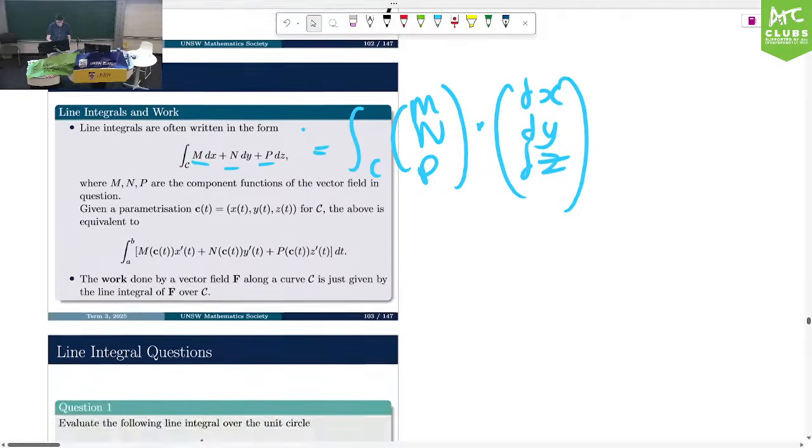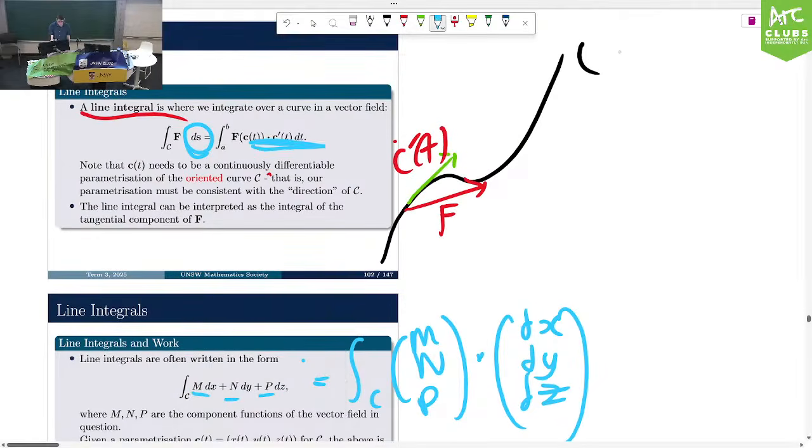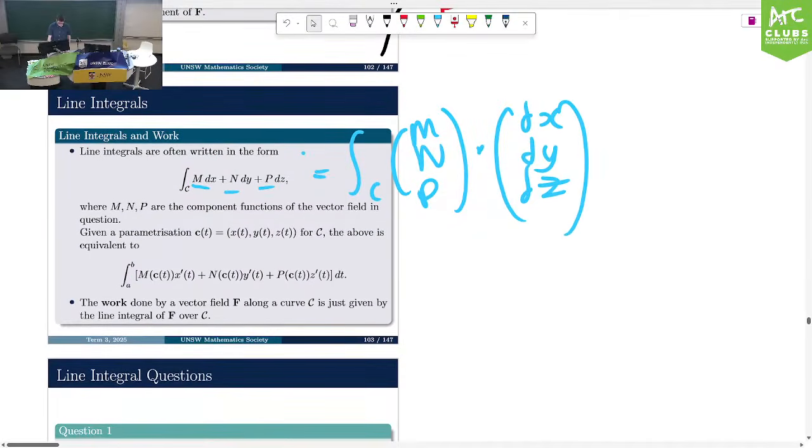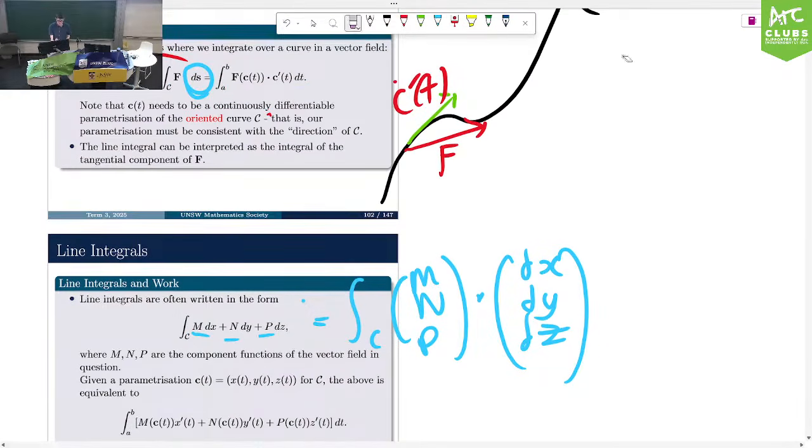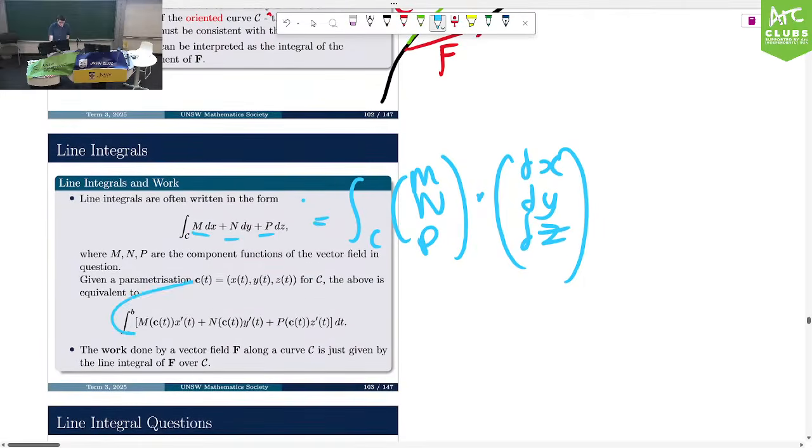Okay, so what we can do, like we talked about on the previous slide, is parameterize the curve into its x, y, and z coordinates, and take the derivative and then dot product that. So we're effectively summing up m times the derivative of x, like we talked about on the previous slide, and so this is just expanding out the dot product there to get the whole integral.